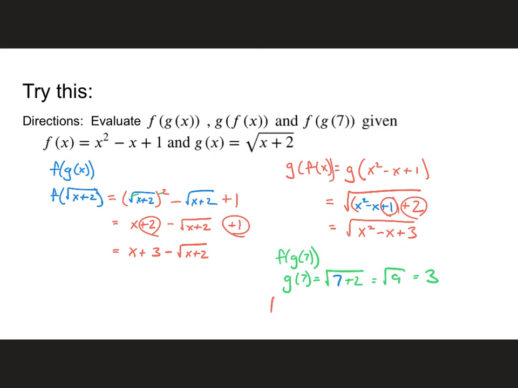Well, now we're going to do f of 3. Okay, so let's see here. That means it's 3 squared minus 3 plus 1. All right, simplify it down. It's 9 minus 3 plus 1. 9 minus 3 is 6, plus 1 gives me 7. So f of g of 7 is equal to 7.